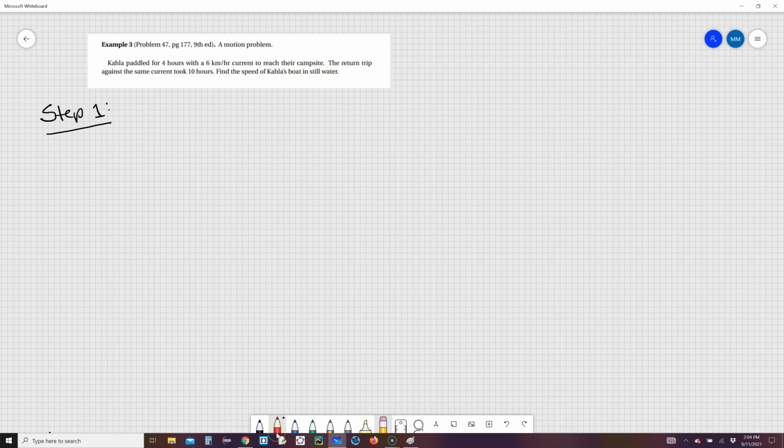So we read it. Kayla paddled for 4 hours with a 6 km/h current to reach their campsite. The return trip against the same current took 10 hours. Find the speed of Kayla's boat in still water. We can read it again, take some time to absorb what we've read, and then take our pen and start trying to isolate the important information.